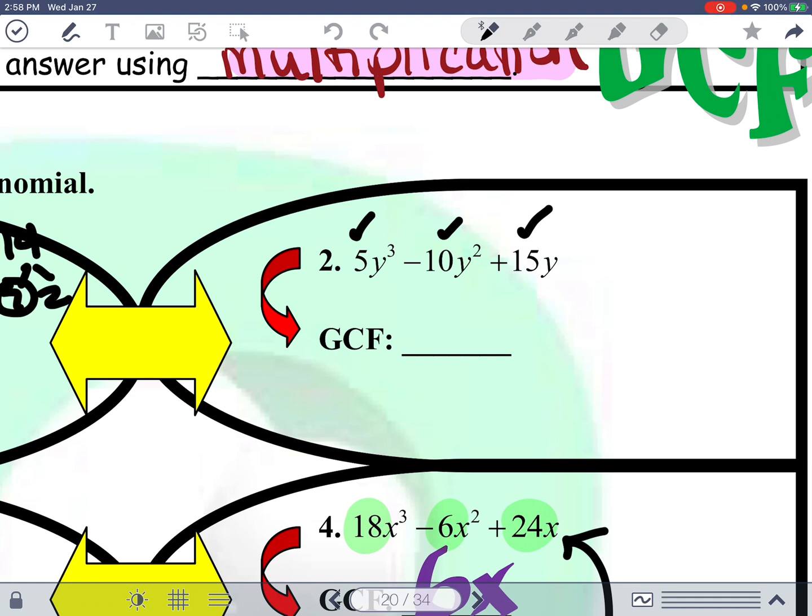Well, I do know my multiplication tables pretty well, and I see it's pretty obvious that it's 5. 5 will divide evenly into 5, 10, and 15. When I say evenly, I mean there's no remainder, okay?